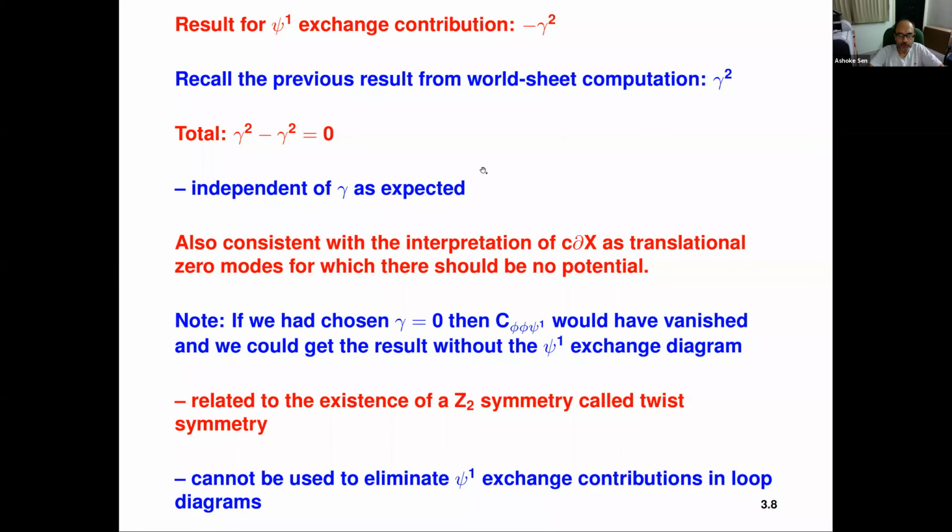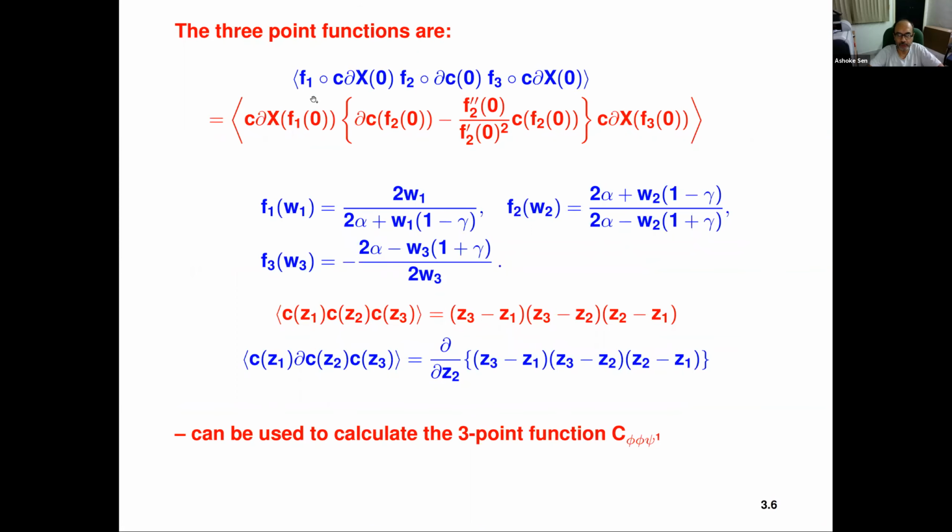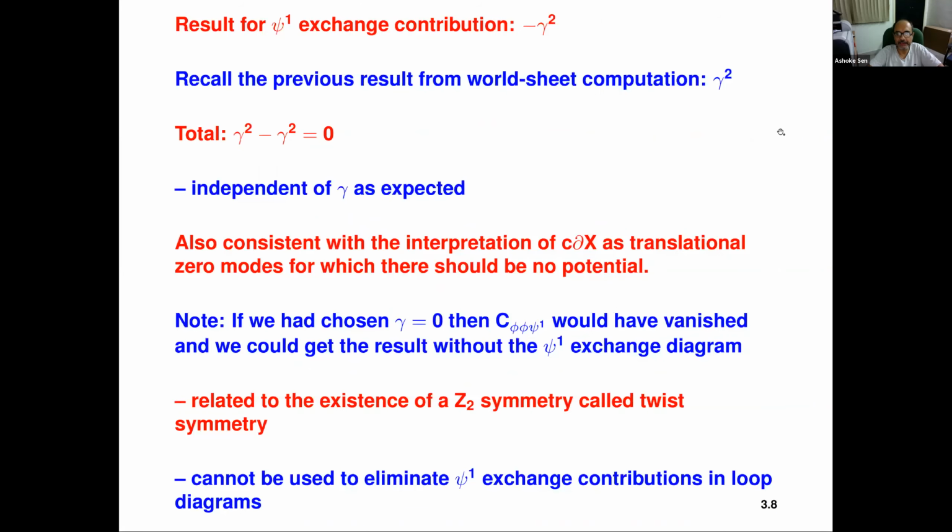So this is good. We have gotten the result 0. Now, we note that we could have simplified our analysis a bit if we had worked with gamma equal to 0. If we had chosen gamma to be 0, then the C phi phi squared would have vanished automatically, because, well, this requires some computation, but you can show that this three-point function is identically 0 in that case. And of course, the worldsheet contribution also would have been 0 just from direct analysis. So then we could get the result without the psi1 exchange diagram.